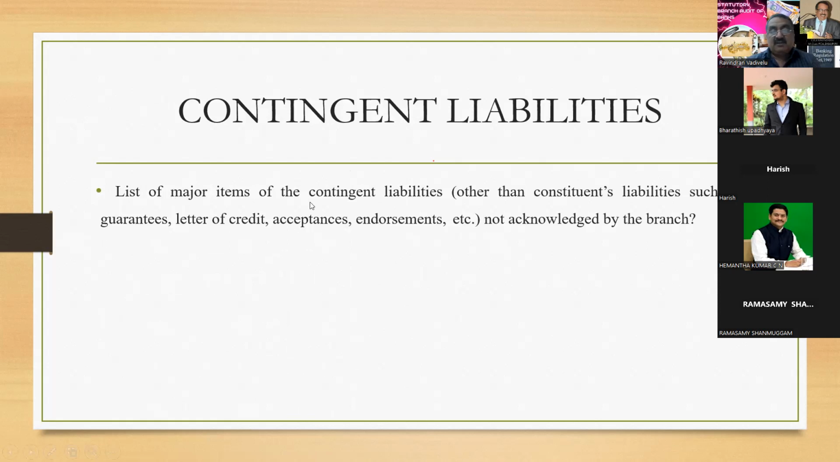So, list the major items of contingent liabilities other than constant liabilities, such as guarantees and LC acceptances not acknowledged by the branch. Here I will tell a very interesting case that happened in my area. One of my customers applied for a loan with that bank, to the tune of 25 lakhs. He submitted all the details along with the original title deed to the manager, and the manager misplaced the original title and all the loan files.